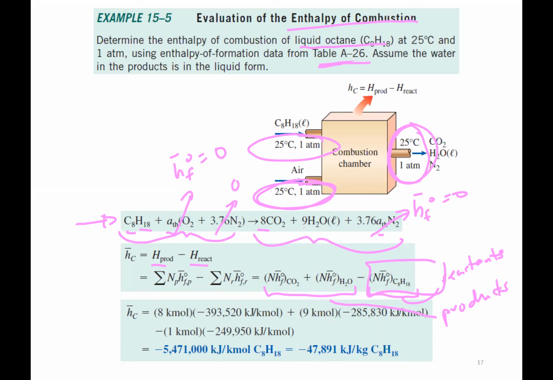Same with over here in your reactants, you could have oxygen and nitrogen. When you substitute in their enthalpy of formation information, it'll cancel out and you'd see 0 there. So they grabbed, you have your 8 for CO2, and they grabbed the enthalpy of formation from that table. You have for water 9, and then they grabbed their enthalpy of formation from that table, and then 1 for octane, and then the enthalpy of formation. Okay, solve, and we get our value.